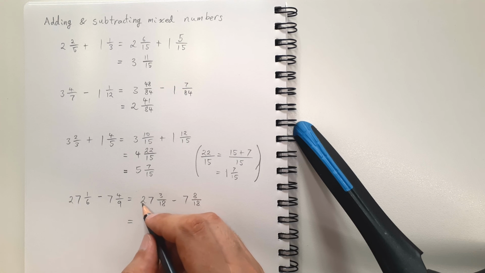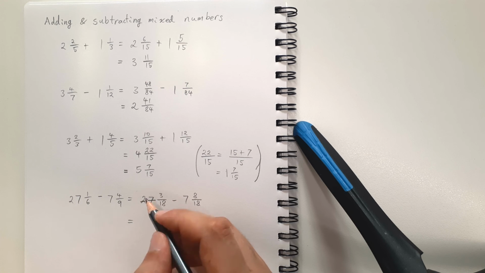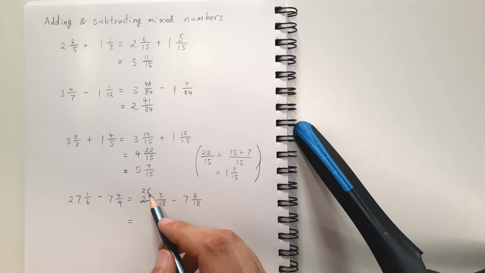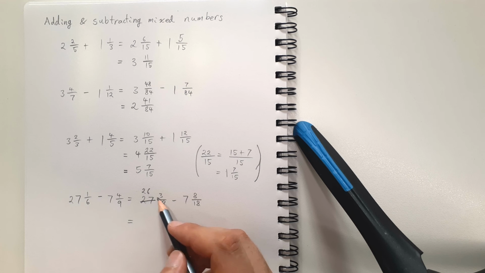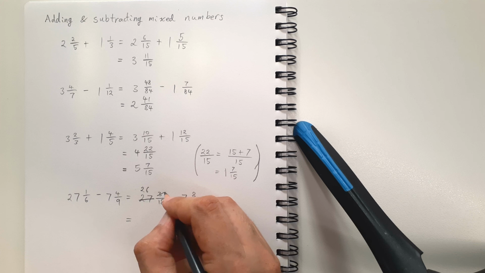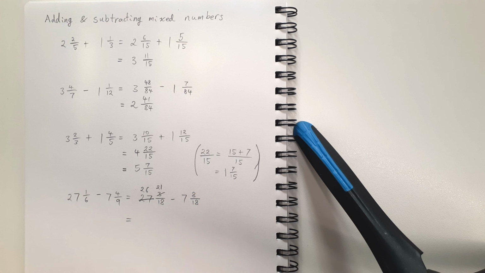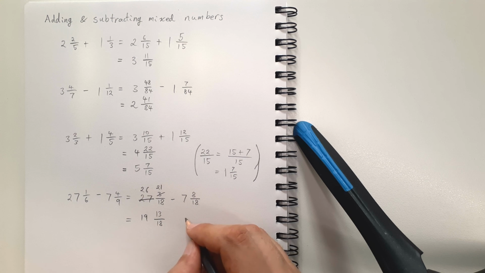So what I'm going to do is I'm going to borrow one of these wholes. Okay, so now we have 26, and that whole comes into the fraction, and it needs to come into 18ths. Okay, so one whole has 18 18ths in it, so we're adding in 18 18ths. That gives us 21. Okay, now we have subtraction. 21 minus 8 is 13, and then 26 minus 7 is 19.